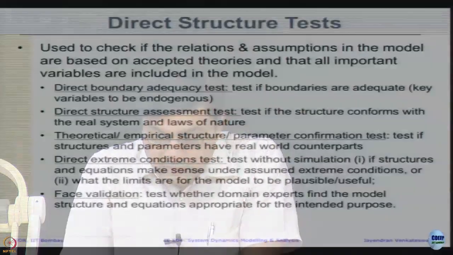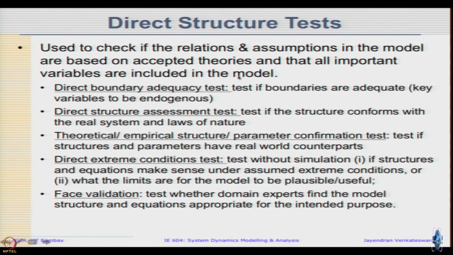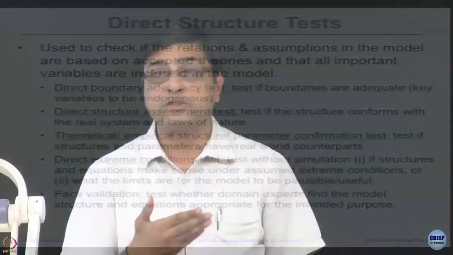Direct structure assessment test: test if the structure conforms with the real system and laws of nature, if any. For example, when deaths occur, population has to reduce, and when births occur, population has to increase. So, those kinds of laws of nature have to be abided by. If births fall to 0, then population should not increase. It is good to check all those relations within the model. That is what we mean by direct structure assessment test.